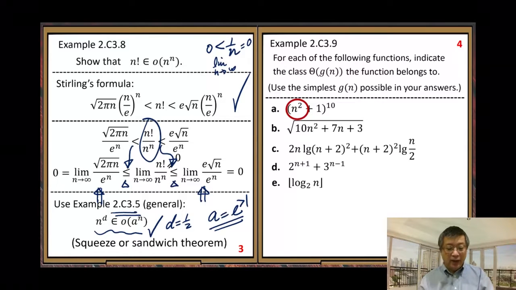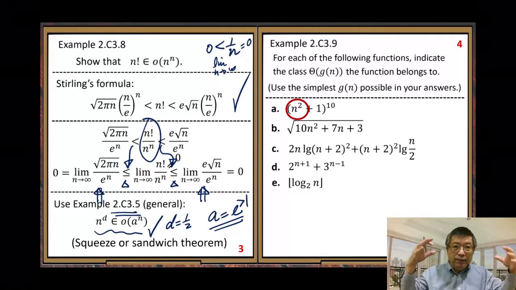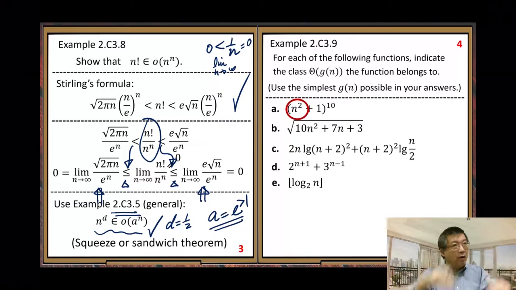The first one is not very hard. We drop that +1 and only keep the n squared, because that's the dominant term. We omit the +1 term, so n squared then to the 10th power gives n to the 20th. So we get big theta of n to the 20th.